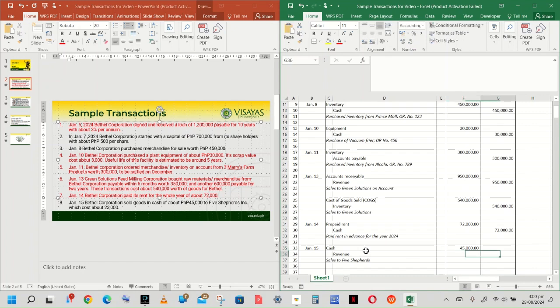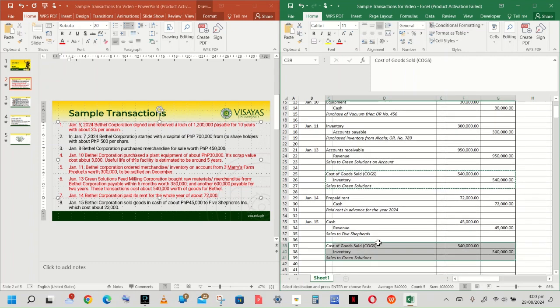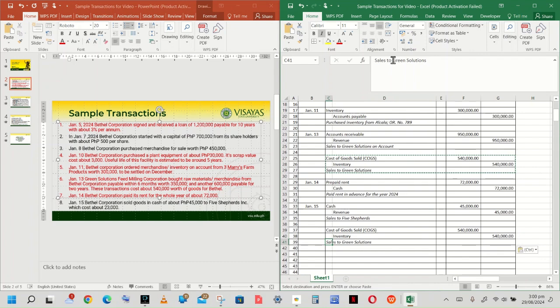Again, kapag may sales class, don't forget to indicate our inventory, kung may inventory tayong kasama sa transaction. So, paano natin yung lalagay dito? Sa listahan, madedebit or mag-i-increase yung cost of goods sold natin. Okay? So, and inventory. Copy na lang natin to para mabilis. So, inventory sales to 5 Shepherds.